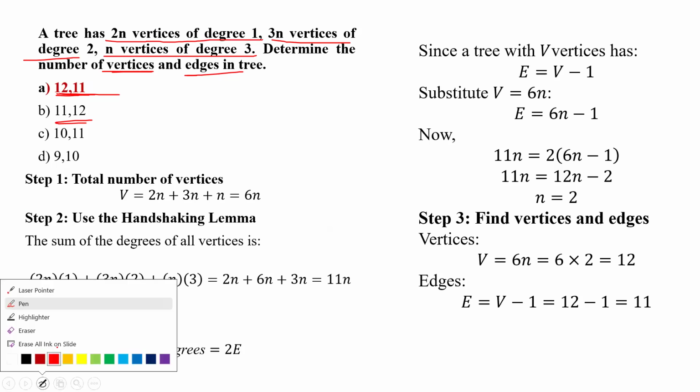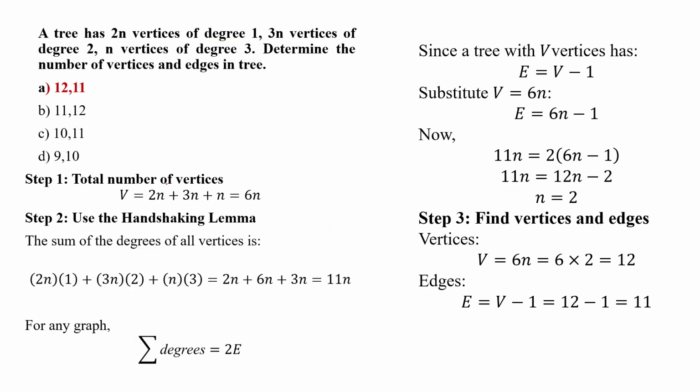Now we can look at it. What are the things we have to follow? First step, we need to find the total number of vertices. Here, vertices means 2n plus 3n plus n. This is the number of vertices. So totally how many vertices? 6n. You can see I've written it here also. This is the first thing, the number of vertices, we found.